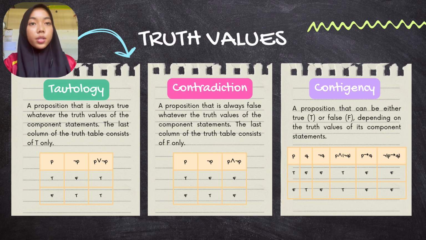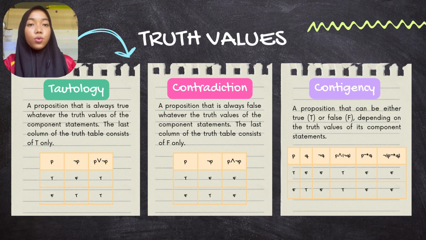Okay, now I will explain the three important concepts in logic under truth values: tautology, contradiction, and contingency. First, tautology. A tautology is a proposition that is always true, no matter what the truth values of its component statements are. This means that in the truth table, the last column contains only T, which stands for true. For example, the statement P or not P is always true.